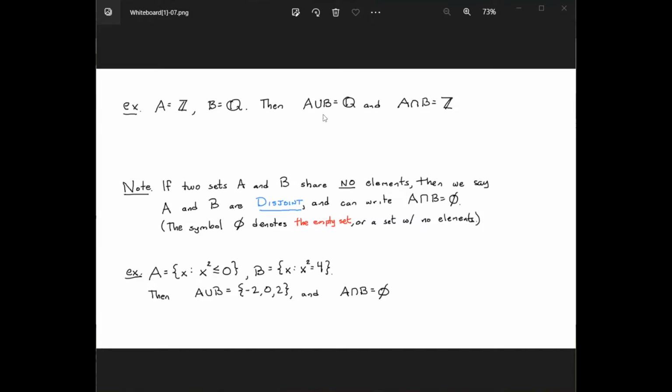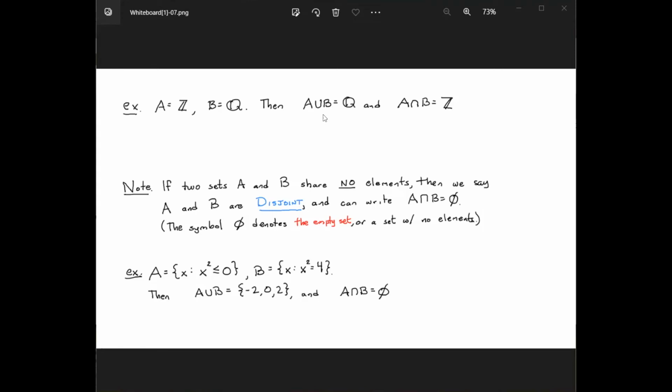On the opposite end, if two sets A and B share no elements, then we say A and B are disjoint. And we can write A intersect B equals the empty set. Final example here. If we take the set A to be all x values such that x squared is less than or equal to 0, and B to be all x values such that x squared is equal to 4, well, we might simply state then that A is the set containing only 0, right? Because only 0 satisfies x squared less than or equal to 0.